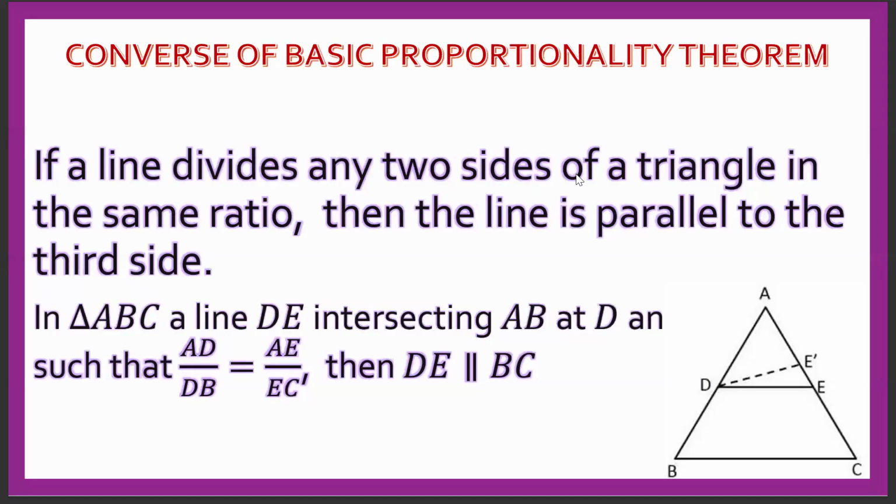And what is the converse of this theorem? If a line divides any two sides of a triangle in the same ratio, then the line is parallel to the third side. That is, if AD ratio DB is equal to AE ratio EC, then DE will be parallel to BC. This is the converse of the basic proportionality theorem. So these two theorems are very important. In short, we call it BPT, the basic proportionality theorem, and its converse.